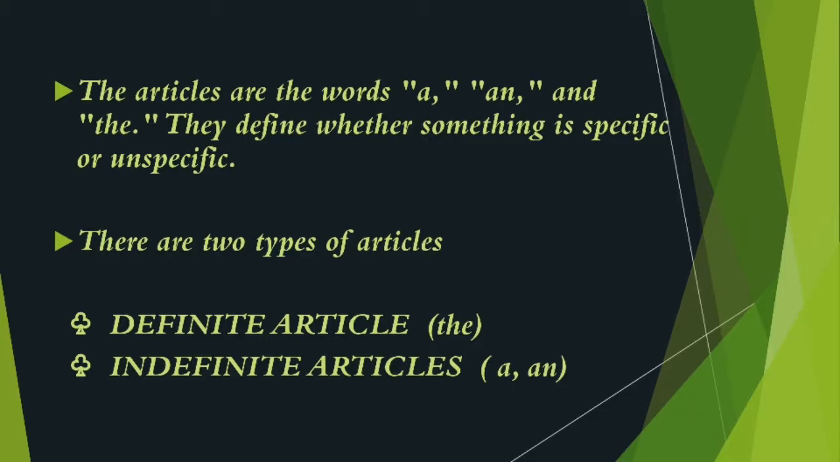The articles are the words a, an, and the. These are the words which are articles: a, an, and the. Okay, they define whether something is specific or unspecific. Specific means particular, as opposed to general. Okay, so there are two types of articles, students. You all should know this. There are two kinds or types of articles, which are definite article and indefinite articles.